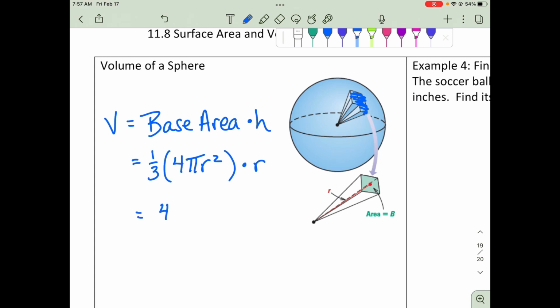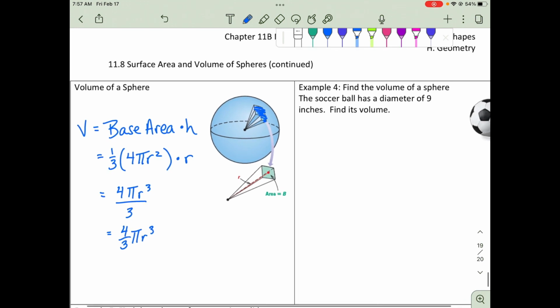And so this can be rewritten as 4 pi r cubed over 3, or if you prefer, you can write it as 4/3 pi r cubed. Either or. All right. So now go ahead and pause the video, work out example 4. Make sure that you pay attention to the fact that they gave you diameter and not radius. All right. And then come back and check your work.